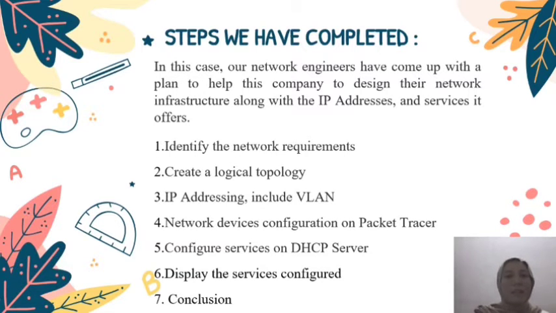In this case, our network engineers came up with a plan to help this company design their network infrastructure along with the IP addresses and services it offers. There are 7 steps: identify the network requirements, create a logical topology, IP addressing including the VLANs, network devices, configuration on Packet Tracer, configure services on the DHCP server, display the services configured, and lastly, the conclusion.